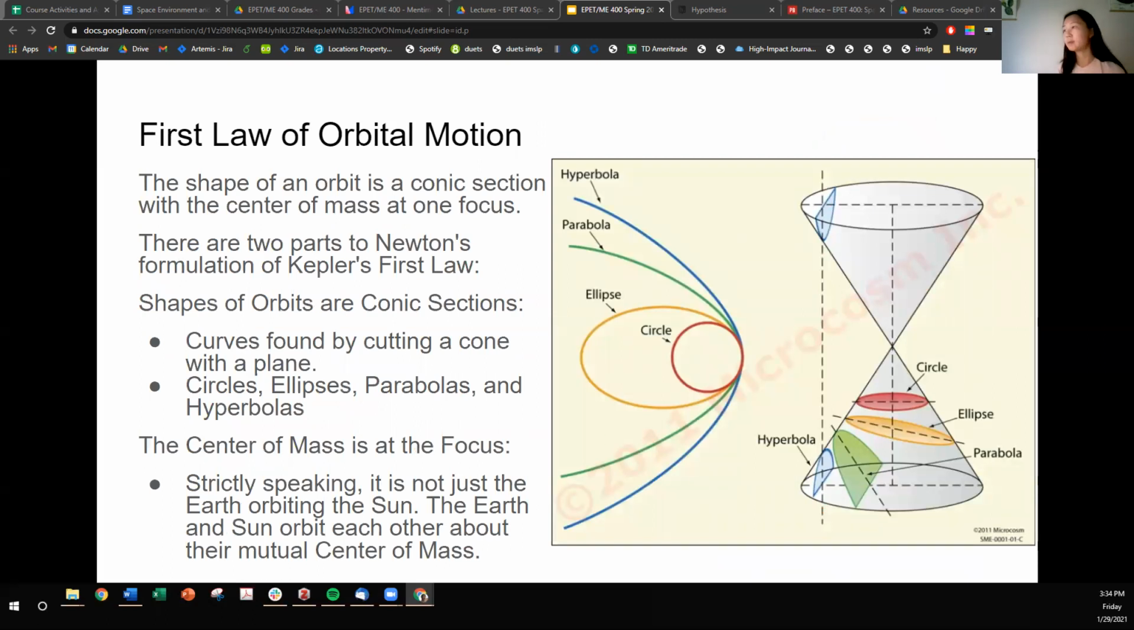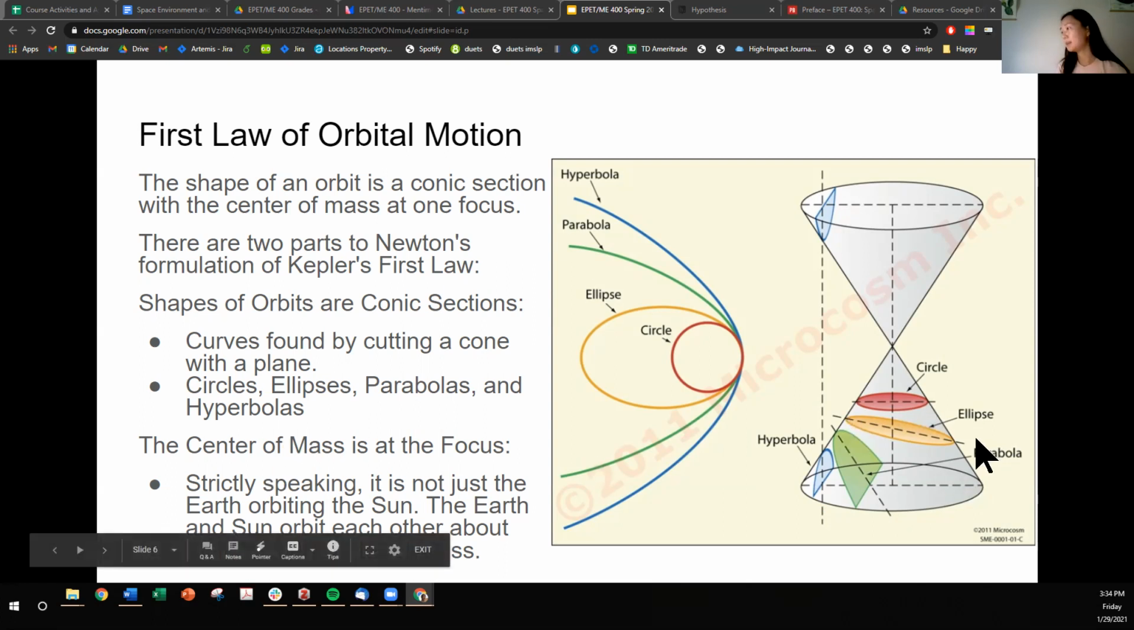So the first law of orbital motion, it's visually depicted on the right here, where the shape of an orbit is a conic section with the center of mass at one focus. You can take a cone and cut it in any place in a plane, and that will signify a type of orbit. There are 2 parts to Newton's formulation of Kepler's first law. The shapes of orbits we just saw, curves found by cutting a cone, are circles, ellipses, parabolas, and hyperbolas. And you'll notice that the center is the foci, or the focus.